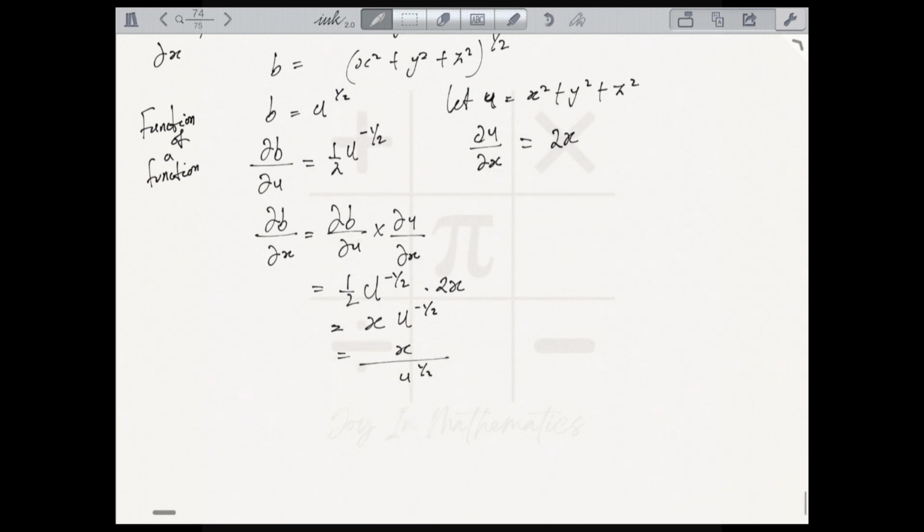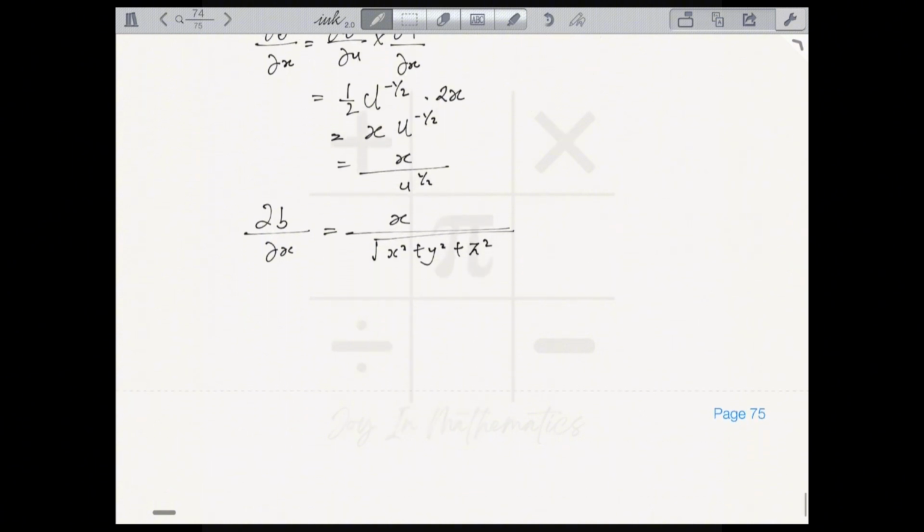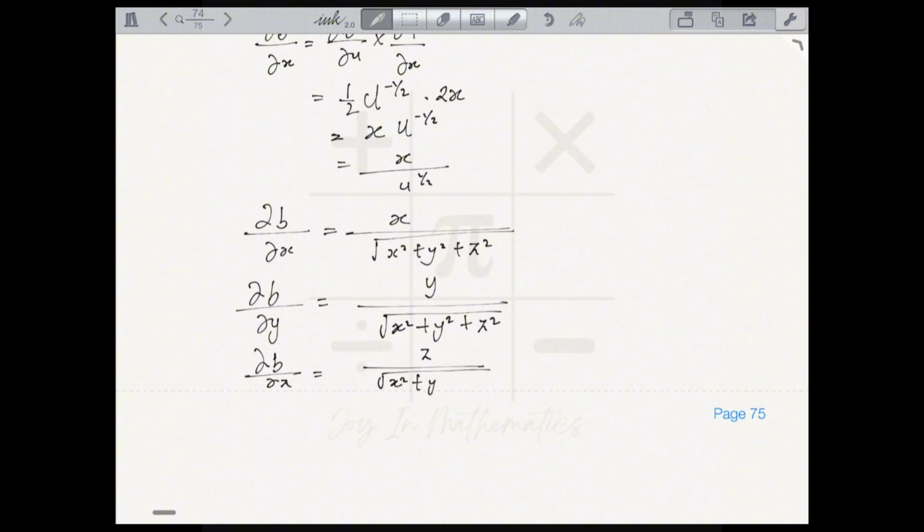So let us substitute our u back. So we are saying that dB/dx is x divided by the square root of x squared plus y squared plus z squared. In the same vein, we can say dB/dy is y divided by the square root of x squared plus y squared plus z squared, and dB/dz is z divided by the square root of x squared plus y squared plus z squared.